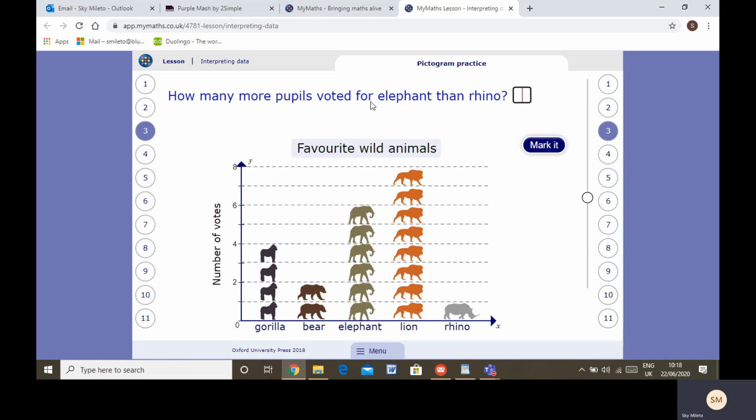How many more pupils voted for elephant than rhino? So we can see 6 pupils voted for elephant and only 1 voted for rhino. So we all should know 6 subtract 1. Therefore, the difference is 5. 5 more people voted for elephant than rhino.